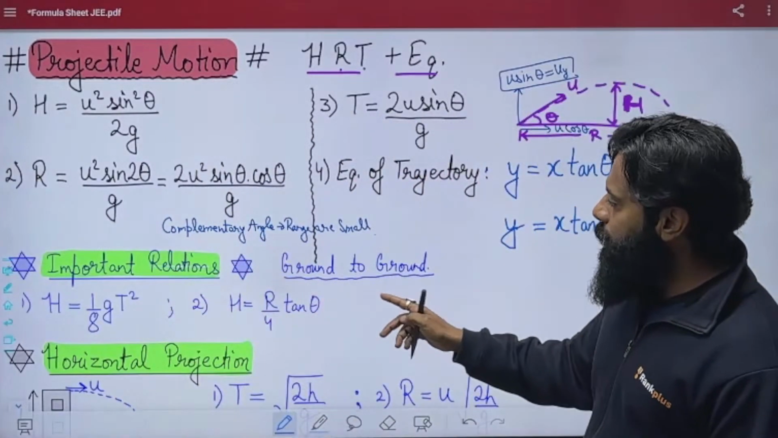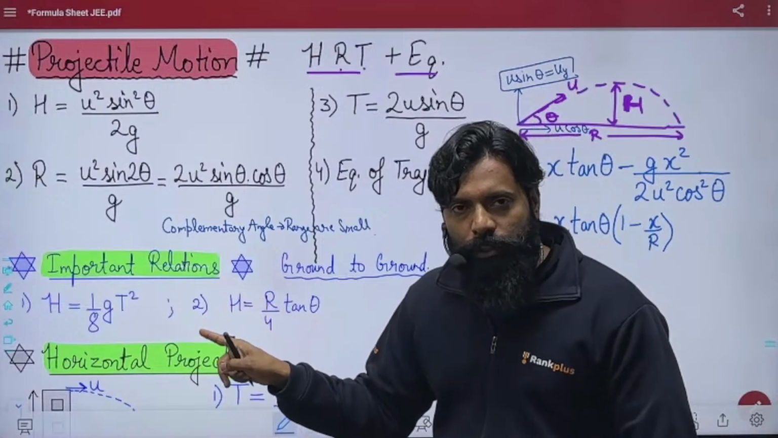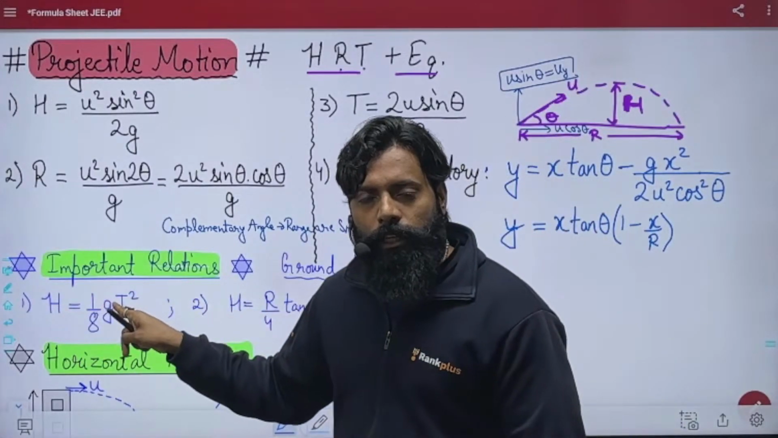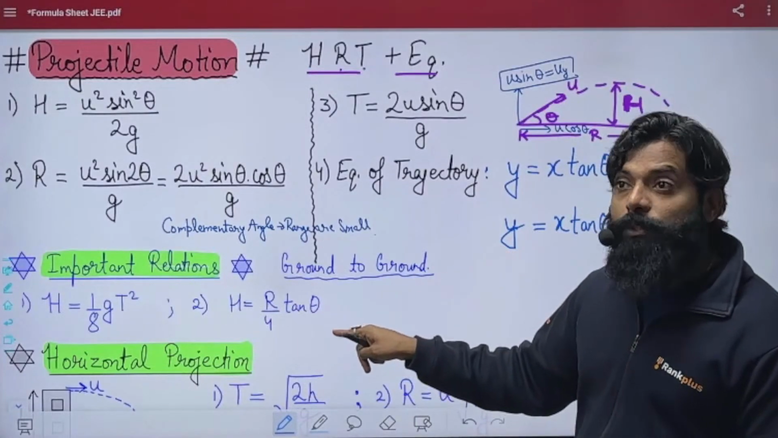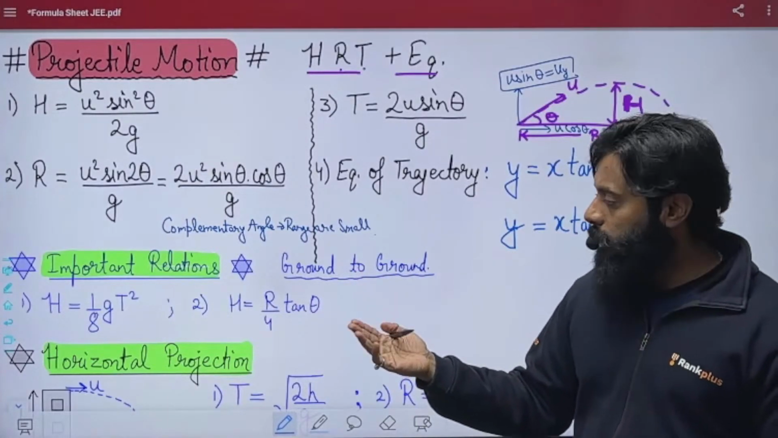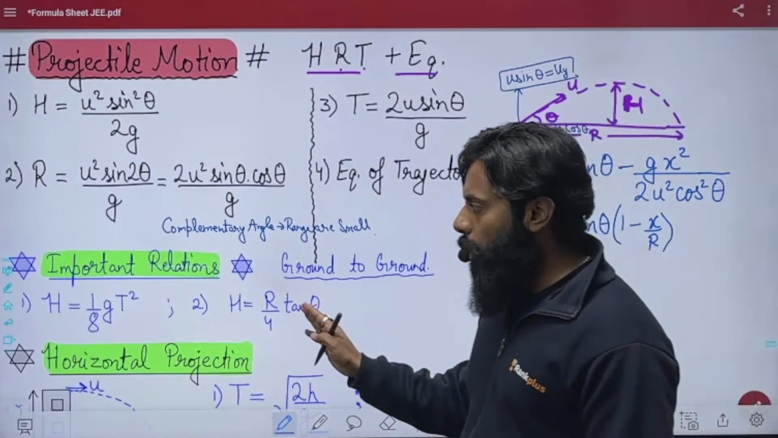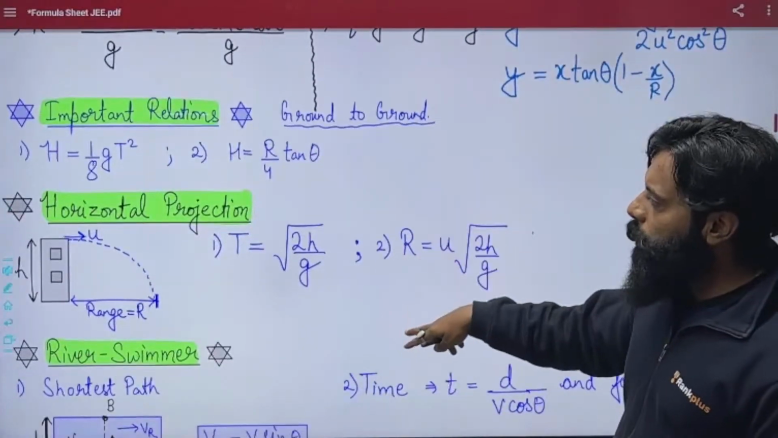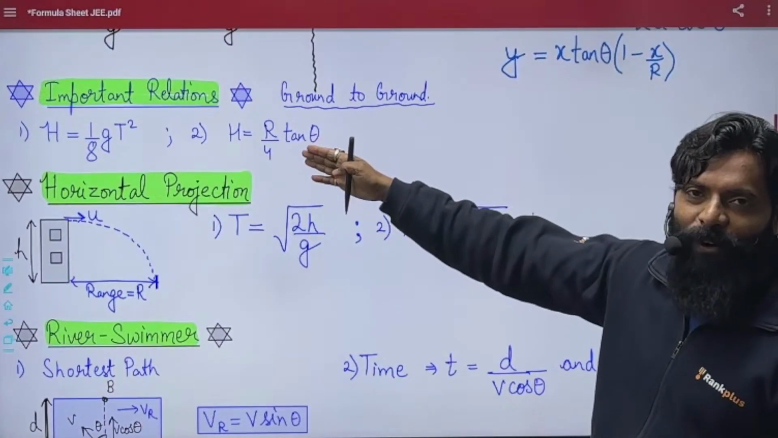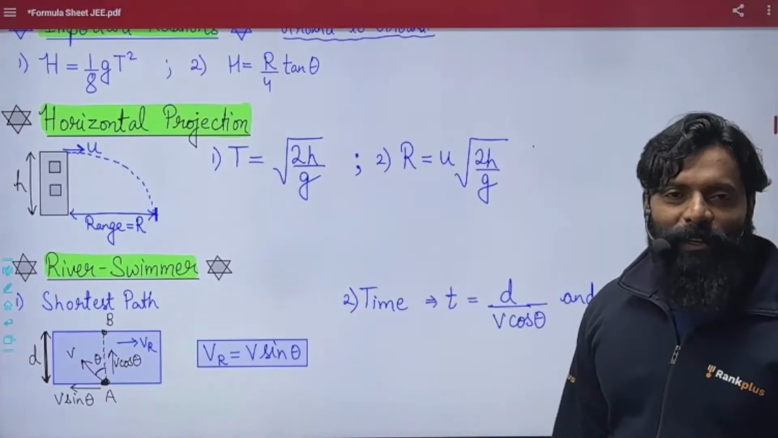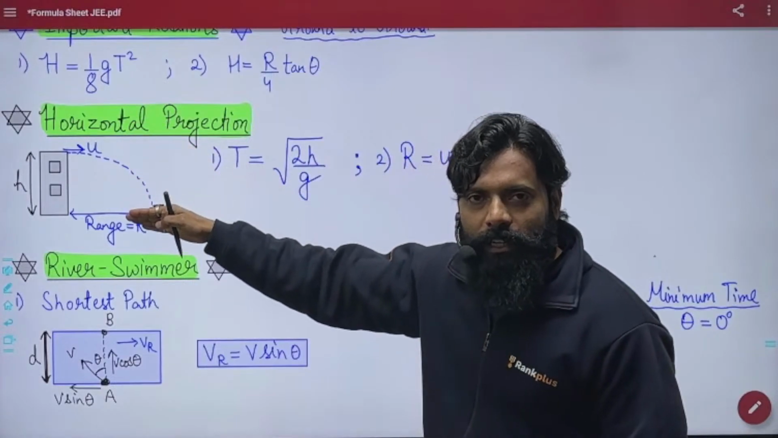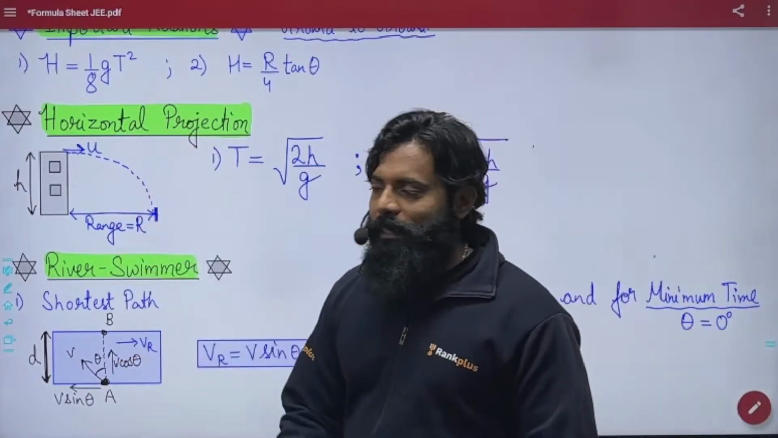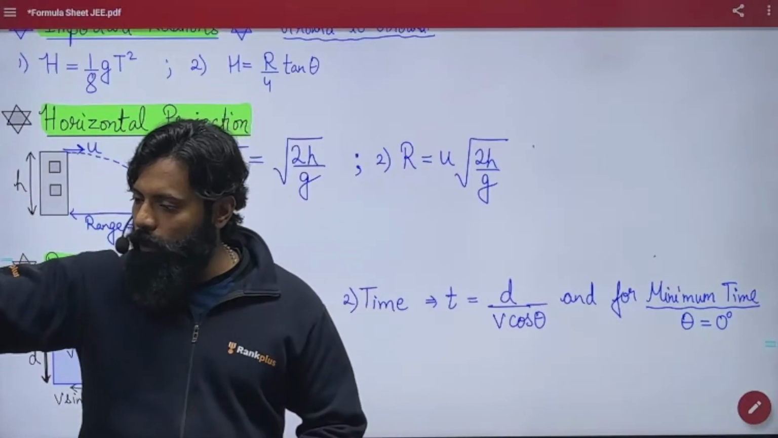There are important relationships. They have been asked multiple times in your JEE exam. You must remember that H is equal to gT square divided by 8, and H is equal to R by 4 tan theta. If theta is 45 degrees for the maximum range, your height will be equal to R by 4. This formula is very, very important. If you solve the archives of previous year questions, you will get to know that these formulas are very, very important. In case of horizontal projection, the time the projectile takes to reach the ground is under root 2h by g. It is basically similar to when we are dropping the object.